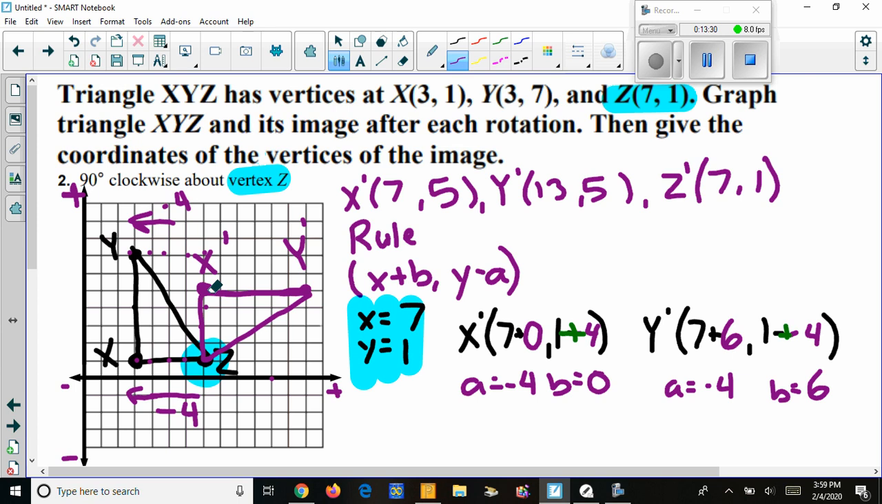So we need to ask ourselves, is that the same triangle? Visually, we should be able to confirm that yes, they are the same. Only difference is it has now been knocked on its side by doing a 90-degree rotation around the vertex Z.